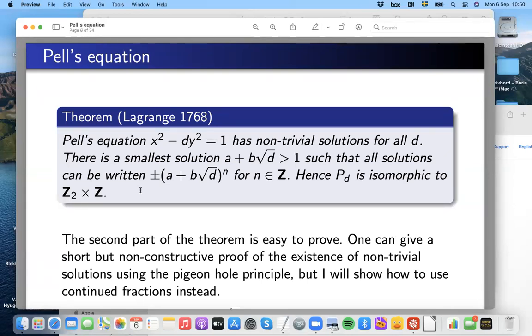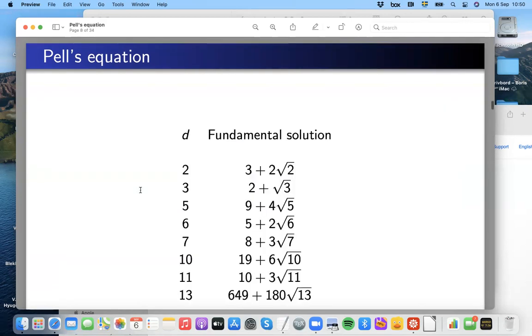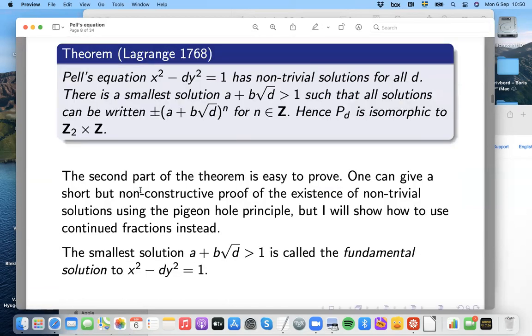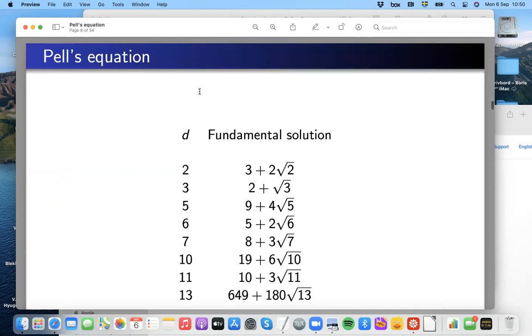Okay, now we'll move to continued fractions, which is a nice topic. One notion before we move further: the smallest number, a plus b square root of d, bigger than 1, which solves Pell's equation, is called the fundamental solution, because using it we can produce all other solutions, and that's why it's natural to call it a fundamental solution.